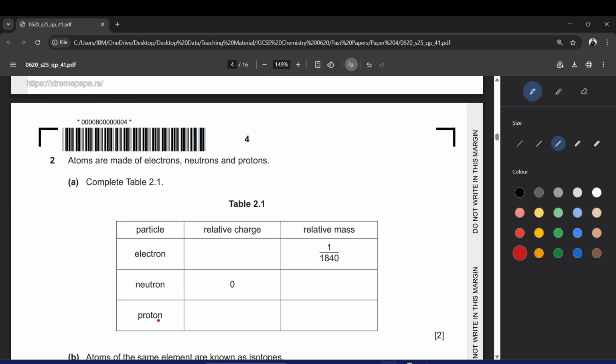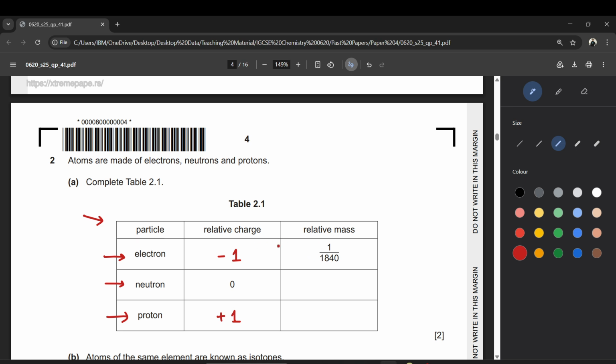Question number two is, atoms are made of electrons, neutrons, and protons. Complete table 2.1. This is a question that comes sometimes in the papers, but it is equally important to be studied because this is a whole table that has appeared multiple times in the previous exam papers, but not so frequently. Here you have to mention the relative charges of each of these subatomic particles. So the charge on an electron is going to be -1, and the charge on a proton is going to be +1. Make sure that you mention the charges. Don't just write 1 for proton.